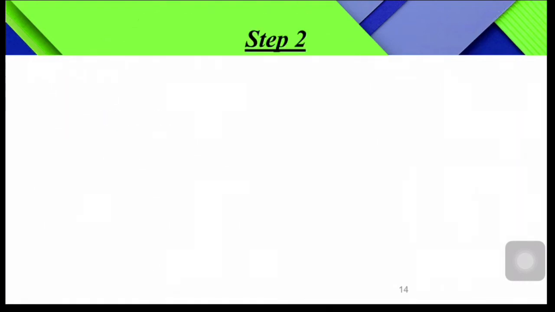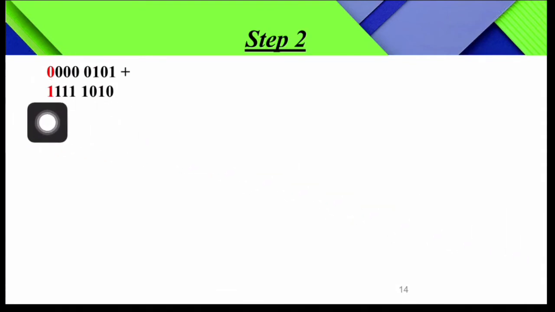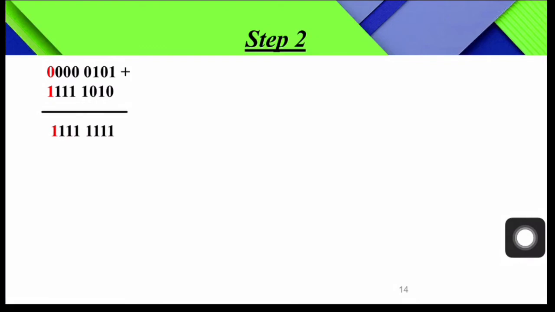Clear? In the next step, we are supposed to add these two 2's complement representations based on basic laws of binary addition. So you can see here, this is the 2's complement representation of plus 5 and this is the 2's complement representation of minus 6. When we add these two numbers, we get the result as 11111111. Since there is no carry generated out of the MSB, we don't want to bother about that. But one thing we should always keep in mind is that our result will be in 2's complement form.